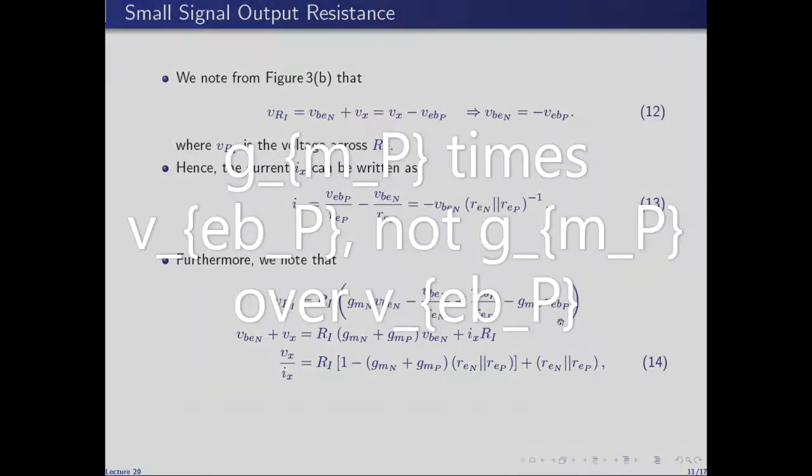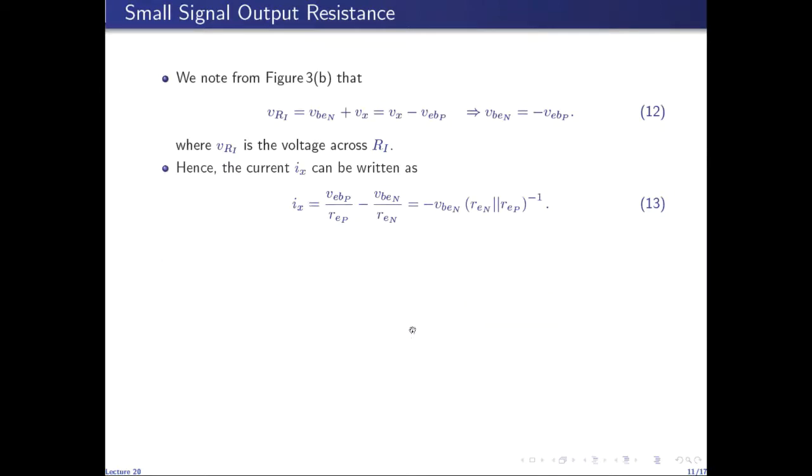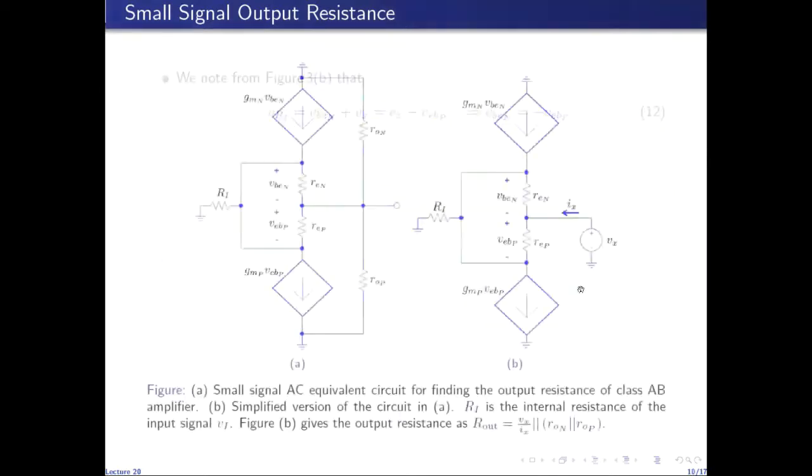So this is the current flowing towards Ri through the lower branch, and this is the current flowing towards Ri through this upper branch. So this is the lower branch and this is the upper branch. So I add the two currents and multiply the sum by Ri, and I'll get the voltage of this node with respect to this node, which is VRI.